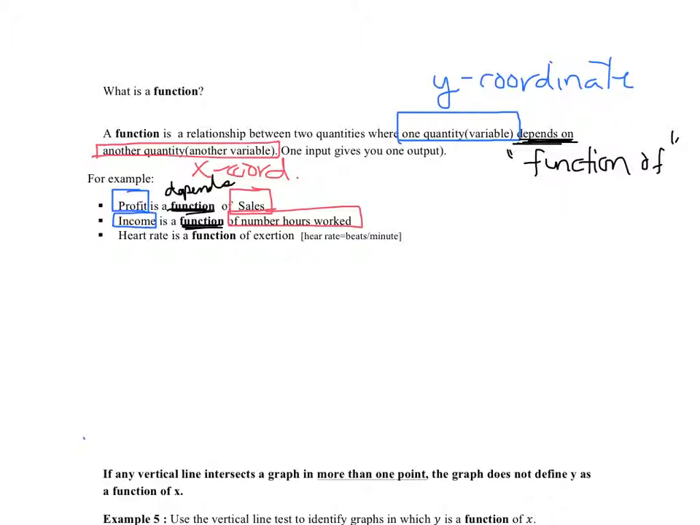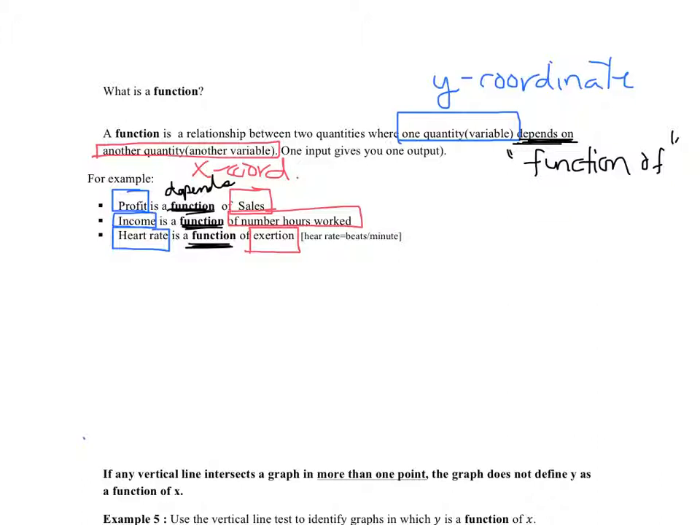And then finally, another example I like to use is your heart rate. It is a function of what? Well, your other quantity is exertion, where exertion is any mental or physical activity. You don't want to overexert yourself, maybe playing a sport, or overexert yourself doing too much math.